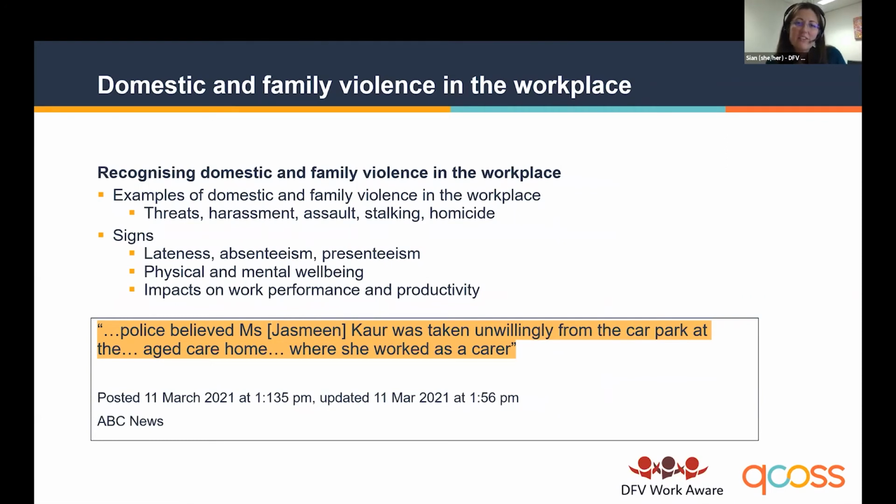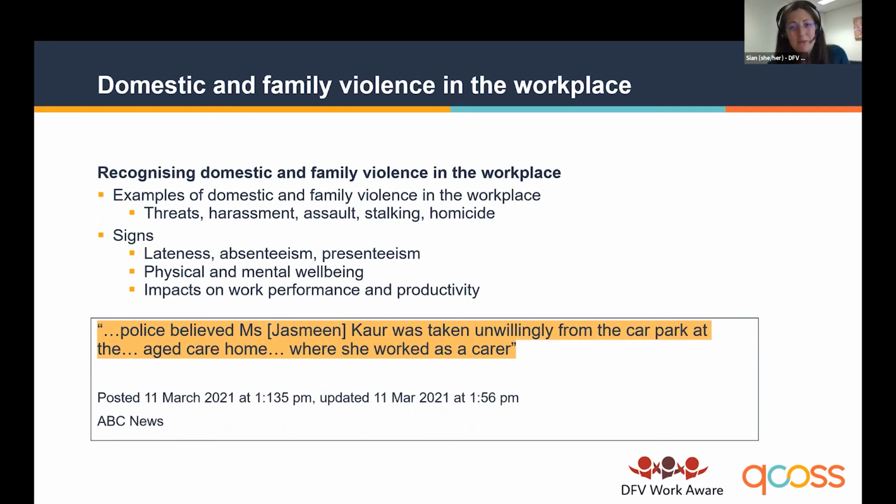So this next slide, the heading there is from March this year, and it highlights how domestic and family violence might show up in the workplace. In this case, a young woman was working for a community service, which was not-for-profit aged care, and she was abducted from the workplace car park by a man allegedly known to her. So that's an example of how man's violence against a woman came into a workplace within our sector.